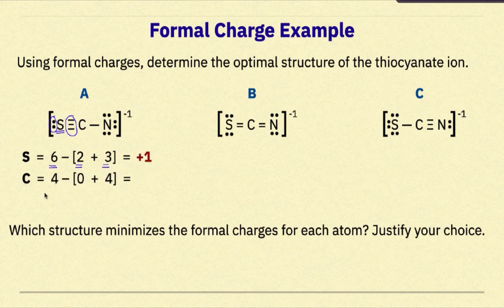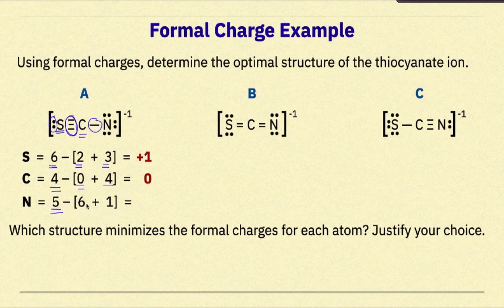Now let's go to carbon. Carbon has 4 valence electrons. There are no non-bonding electron pairs surrounding this carbon, so that is 0, and there are a total of 4 bonds coming off the carbon. So the overall formal charge on this carbon is 0. Let's move on to the nitrogen. Nitrogen has 5 valence electrons. This nitrogen has 6 electrons involved in the lone pairs. It has 1 covalent bond coming off of it.